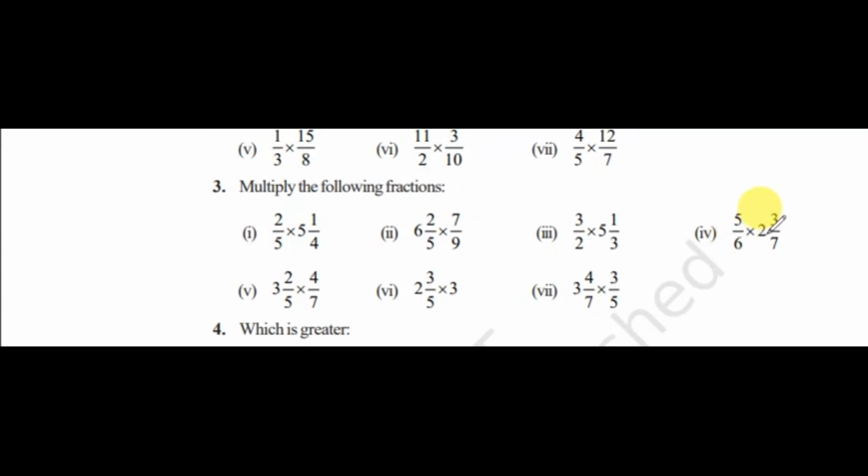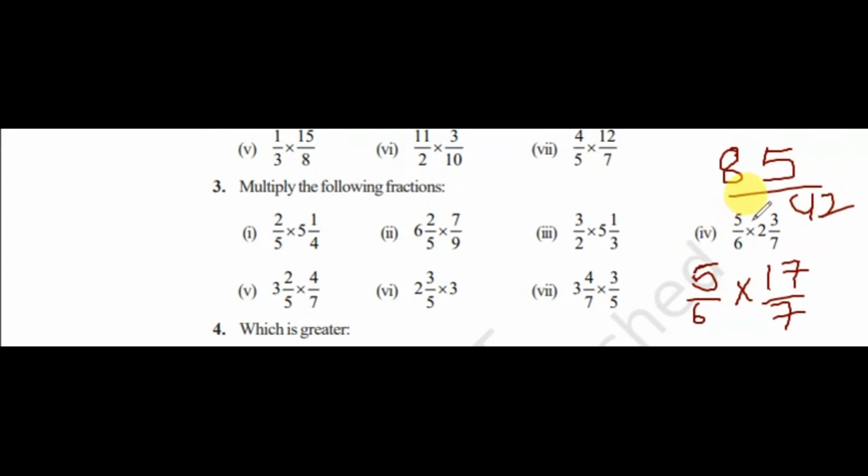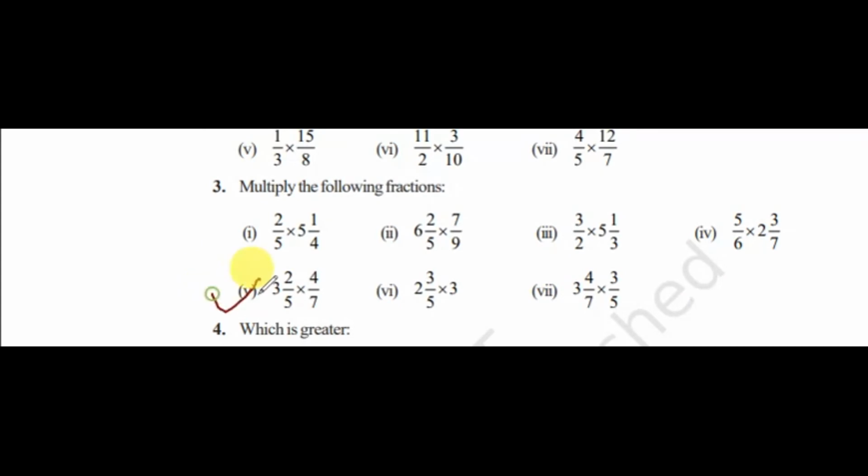Coming to this one, 5 by 6 into 2 3 by 7. 7 2s are 14, 14 plus 3 is 17. So 5 by 6 into 17 by 7. Now here you see there is no cancelling term, so directly we have to multiply. 17 5s are 85, 6 7s are 42. So this is the answer, 85 by 42.